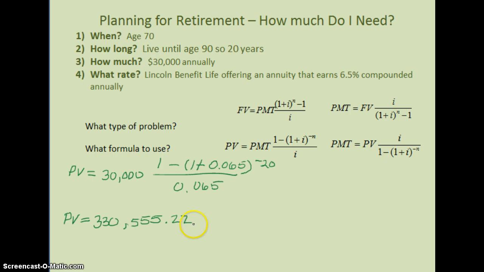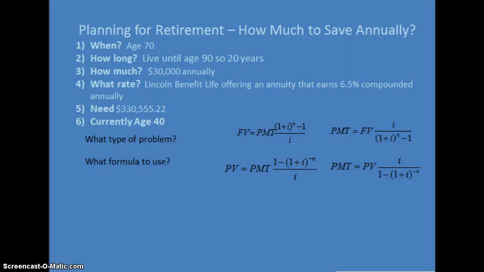So now the next part of the problem is to figure out how much we should be paying into the account. So we're going to move to the pre-retirement. So I have this in blue. This is where we want to be using the future value. What is going to be the future value of the account? So we have the same retirement planning information, except we've added that we need this amount that we calculated on the previous page, and that we're currently age 40.